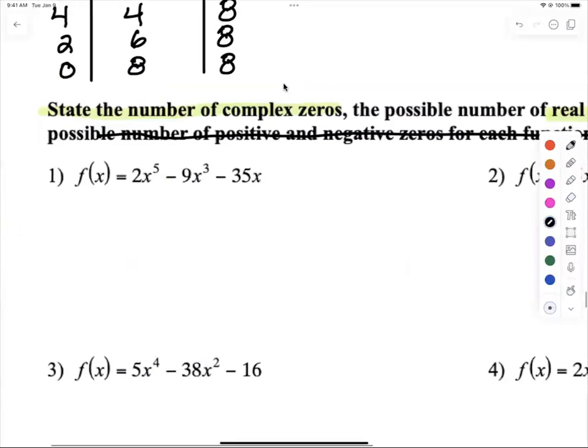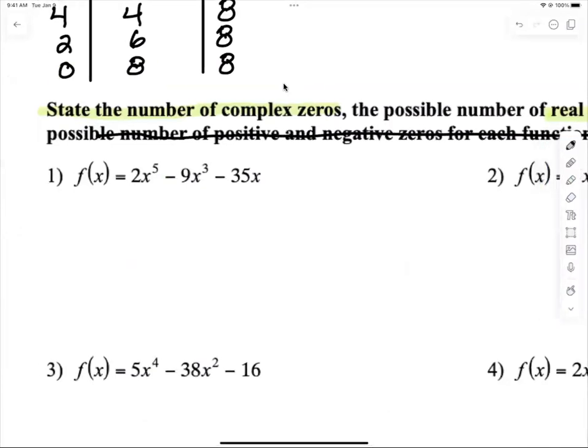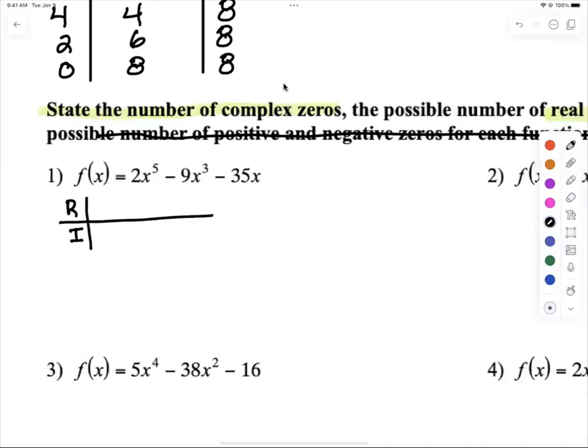This could look something like this. You can draw it as rows or you can draw it in columns. I could have real, I could have imaginary. I have a degree 5 right here, which means I could have 5 real and no imaginary. I could have 3 real and 2 imaginary, 1 real and 4 imaginary. Notice that the sum of each column, I would have 5 in each column.